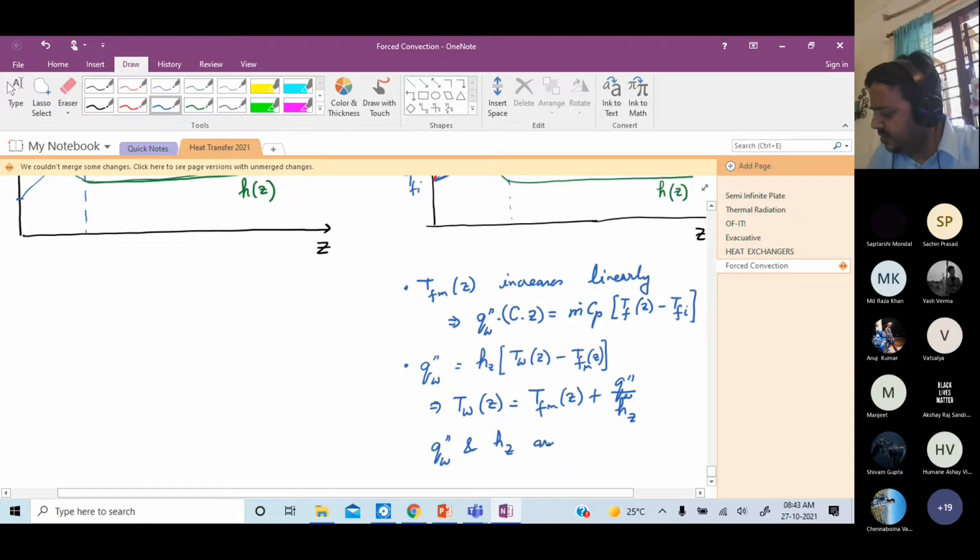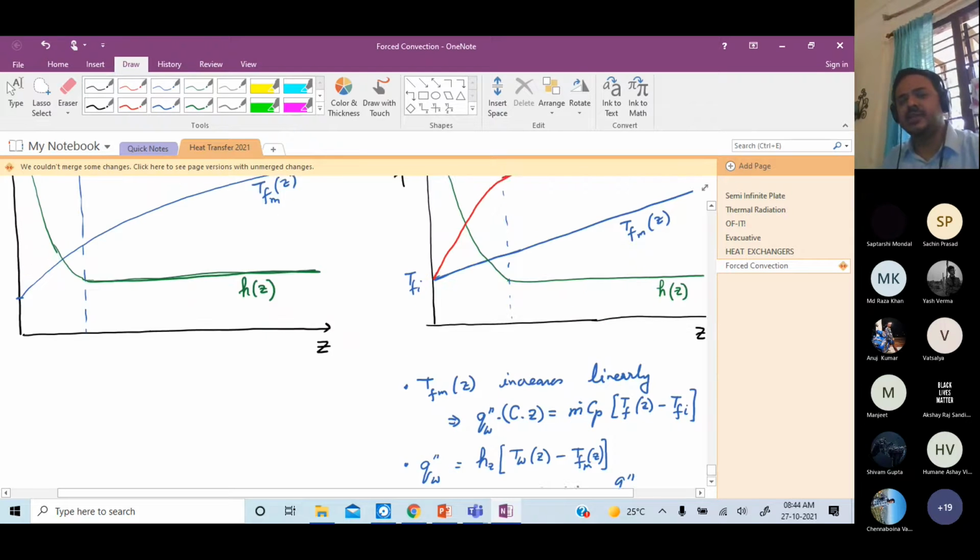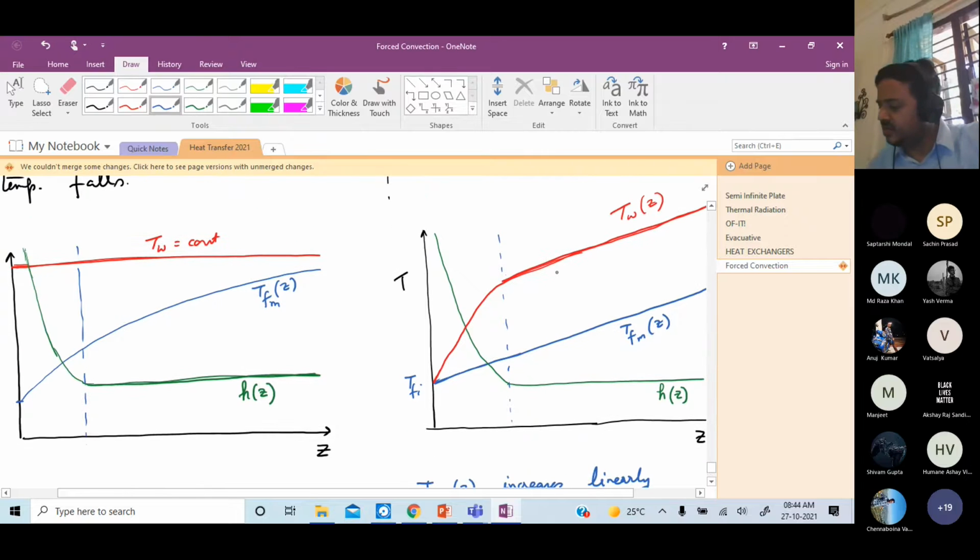So Q double prime W and h(z) are constants. Therefore, the wall temperature will be the fluid temperature plus some delta. And since the fluid temperature increases linearly, the wall temperature also has to increase linearly. And this difference, this delta T, is Q double prime over h.